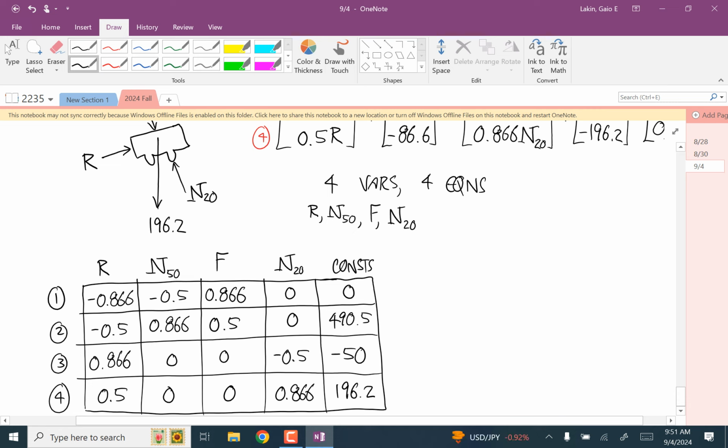Yep. Negative 86.6 doesn't need to be moved over? It does. I didn't see it there. So you have to add those together. Thank you. So that should be positive 282.8.